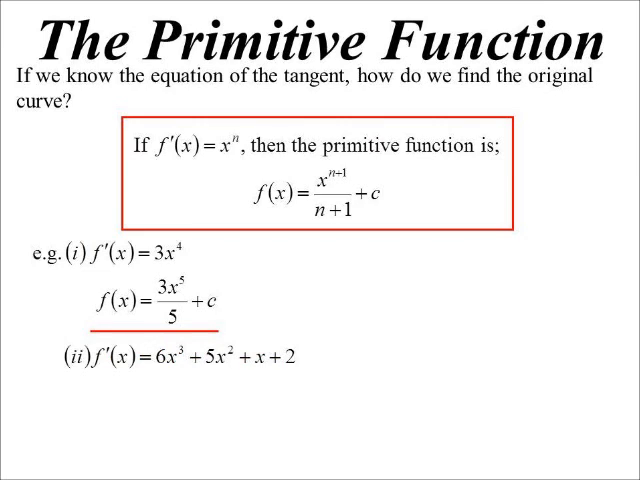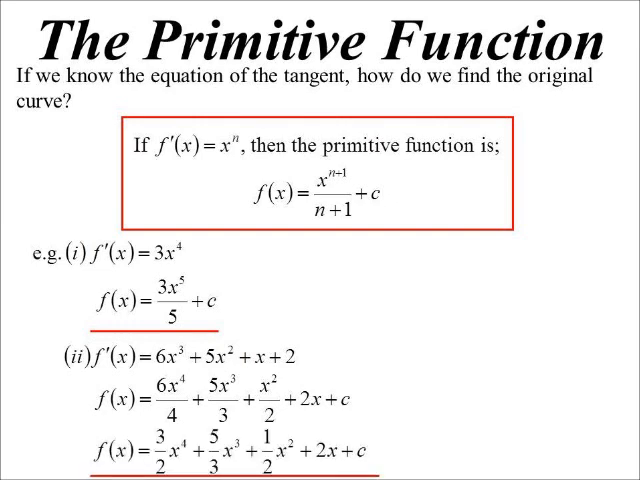And just like we saw with differentiation, if we have several terms, we'll just do 1 at a time. So the 6x cubed, add 1 to the power, 4 over the power. 5x squared, add 1 to the power, 3 over the power. x, add 1 to the power, x squared over the power. And then 2, that's really 2x to the power of 0 if you think about it. So add 1 to the power, we get 2x. But again, plus of course there could be a constant there that we don't know about. So tidying that one up, cancelling the fractions down, we get our possibility for the function.